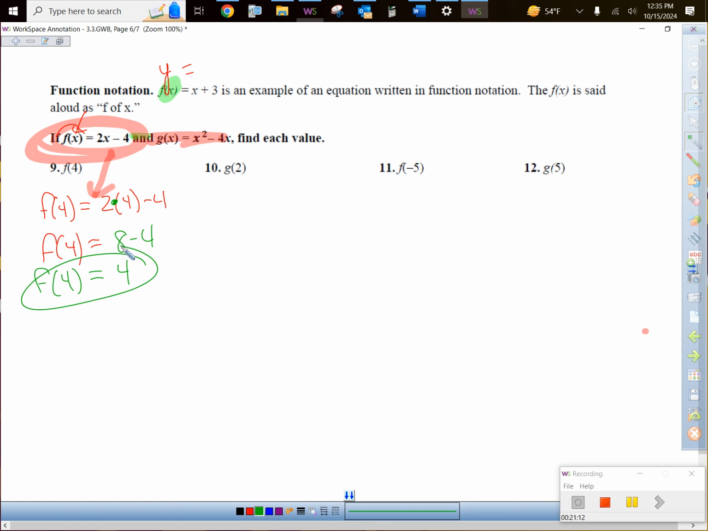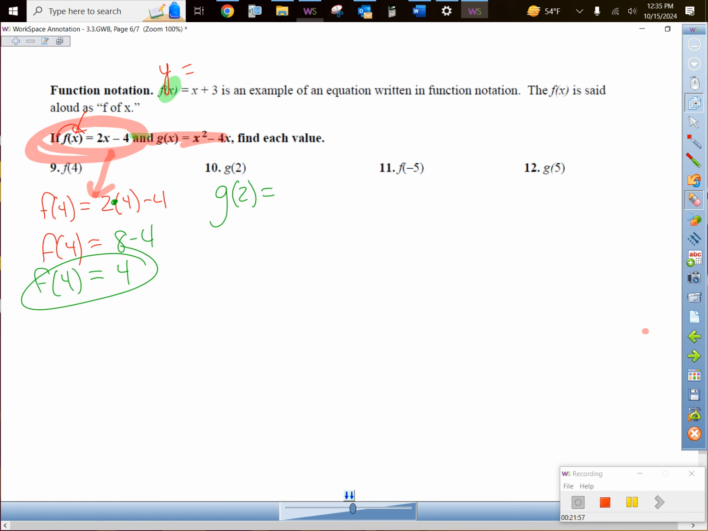Which function should I use on the next one? The g function or the f function? G. So let's do this. Let's rewrite it. G of 2 is going to equal, ready? Let's take a shortcut if you trust me. Will you trust me on this? Parentheses mean everything. If you do not use parentheses with many of these problems, you will probably get the wrong answer sometimes. But if you use parentheses every time, you will be guaranteed to get the right answer.